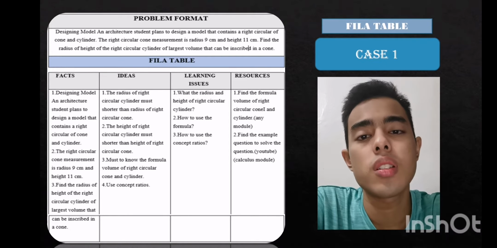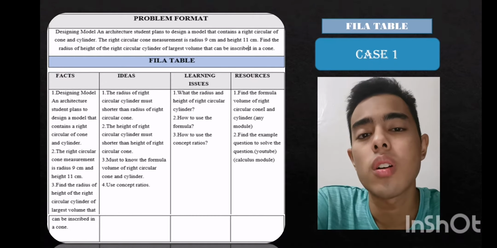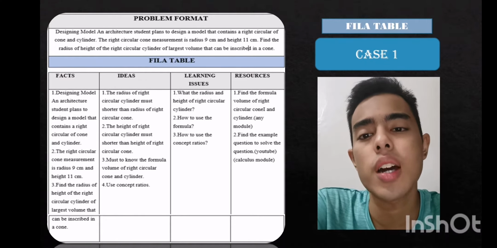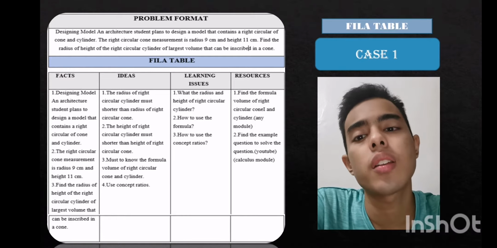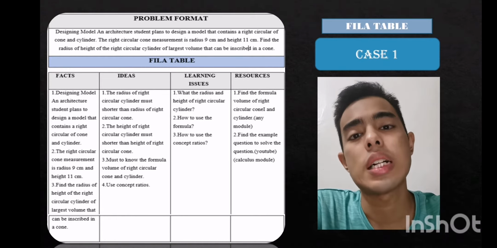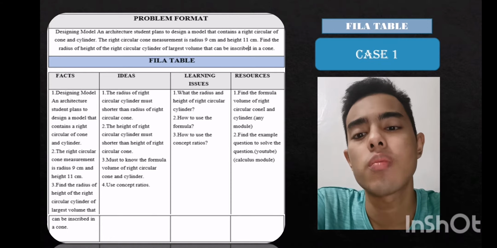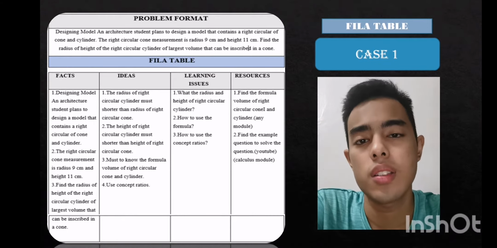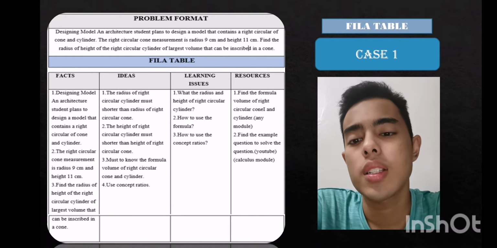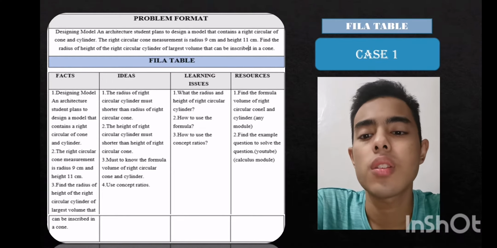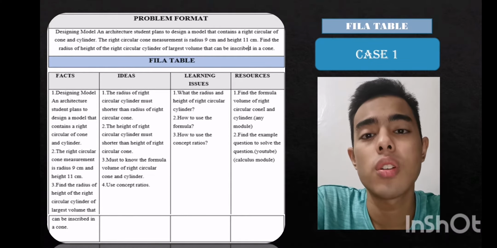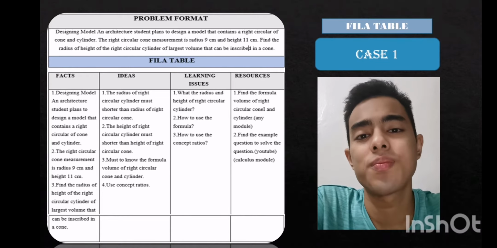Before going to the solutions, there are several facts that we need to know. First, this question is about an architect student that plans to design a model that contains a right circular cone and cylinder. Next, the right circular cone measurement is radius 9 cm and its height is 11 cm. Next, we need to find the radius and height of the right circular cylinder of the largest volume that can be inscribed in the cone.